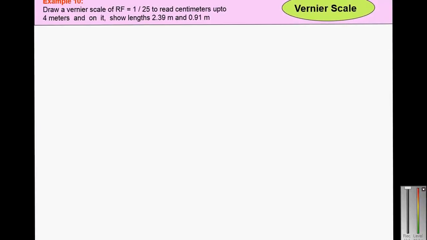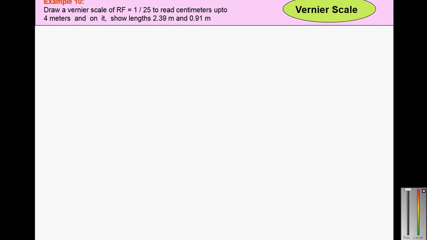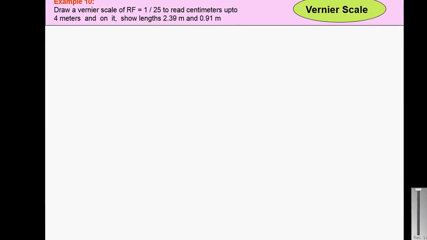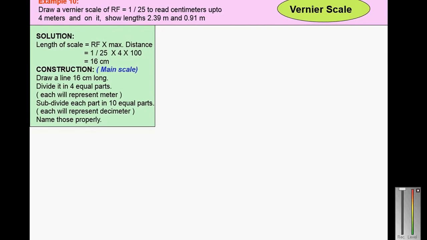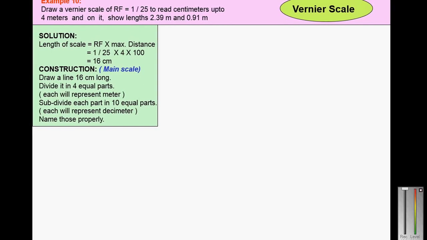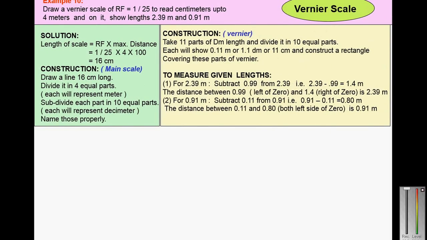So this is the first question on vernier scale. Draw a vernier scale with RF 1/25 to read centimeters up to 4 meters, and on it show lengths of 2.39 meter and 0.91 meter. Our first aim is to calculate the length of the scale. RF is given, so the length of the scale is RF into the maximum length to be measured. The maximum length here is 4 meters, so the length of the scale will be 16 centimeters.